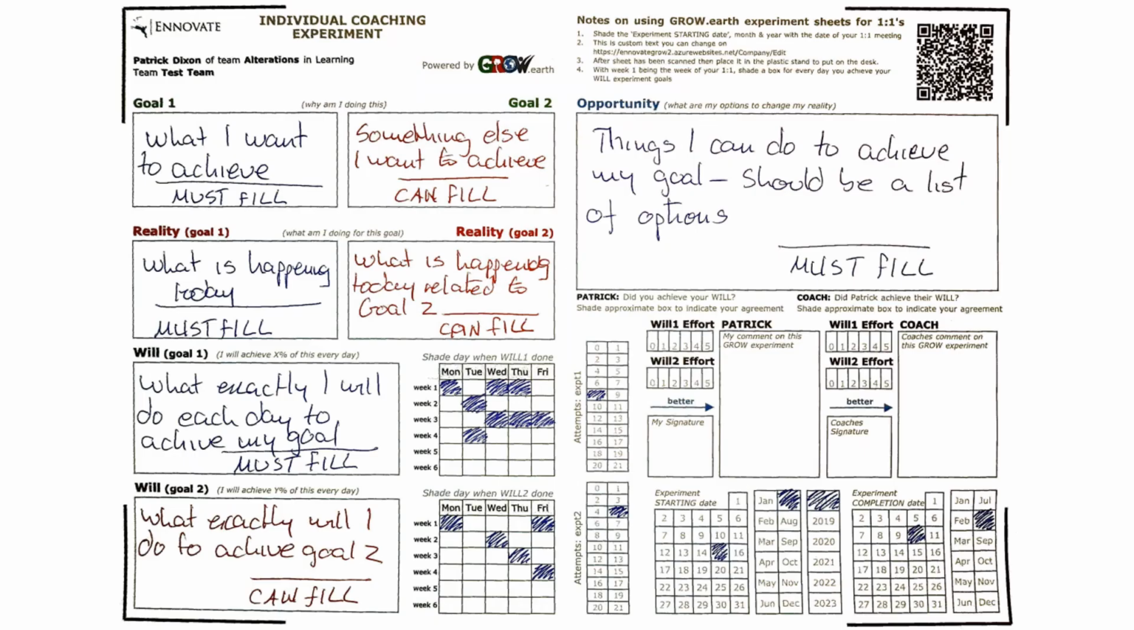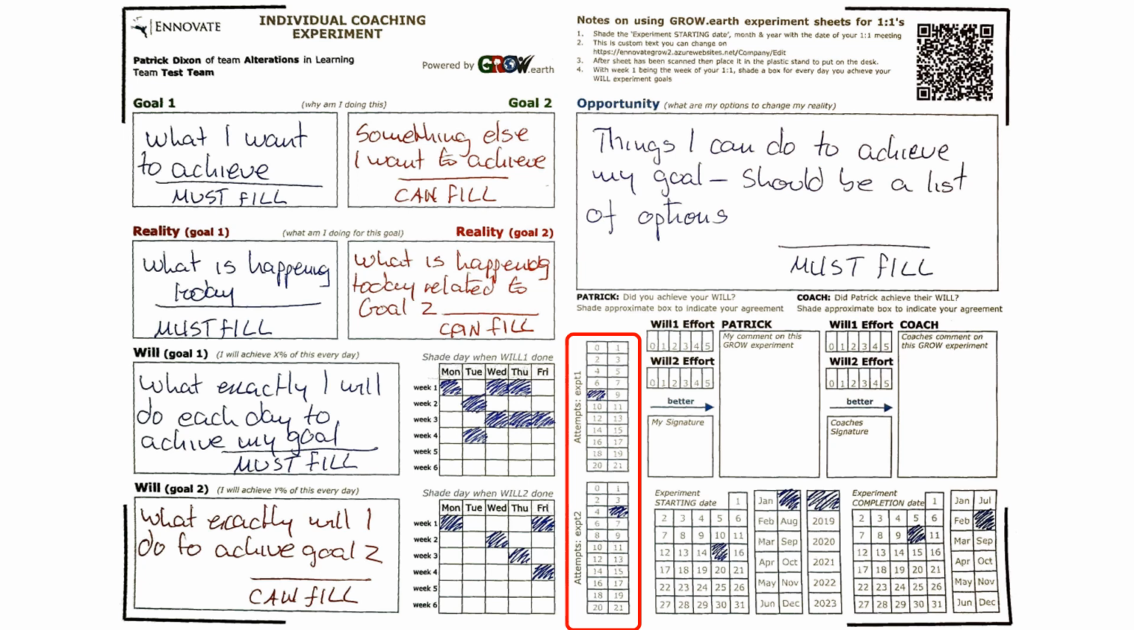So before going in to the session with his coach, we asked Patrick to do a little bit of preparation. So the first thing that we ask him to do is to indicate the number of days where he actually thinks he has attempted his experiment. So the simplest way of doing this is simply to add up the number of days that he has attempted the experiment. So what you can see is for Will 1, he has attempted his experiment on 8 days, and for Will 2, he has attempted it on 5 days.